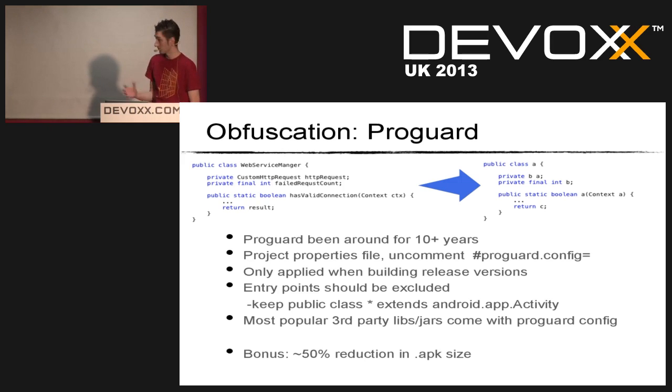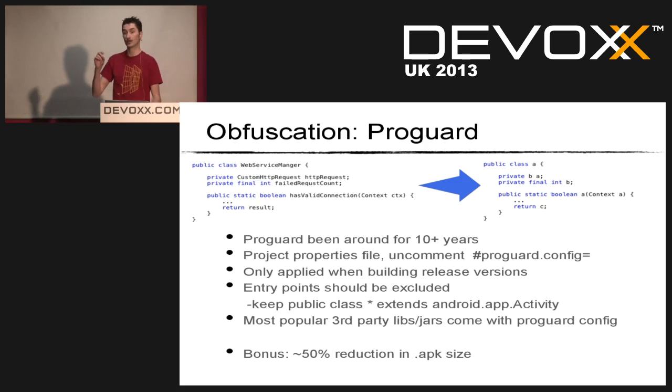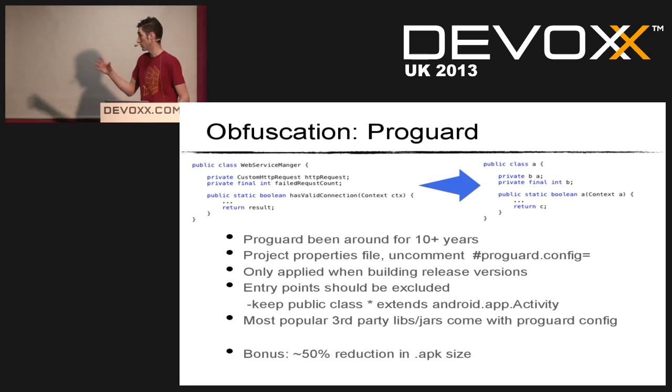On Android, it's been taken on board as the de facto obfuscation tool. It's included in the SDK, and every new project you create will have a project properties file, and you literally just uncomment, remove that hash, and that's it. You've got ProGuard enabled for your app. It's worth noting that it's only applied when you're exporting it for build, using a live certificate, not a developer build, so it doesn't run every time you click build.